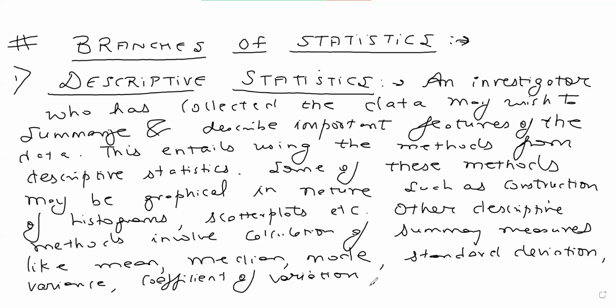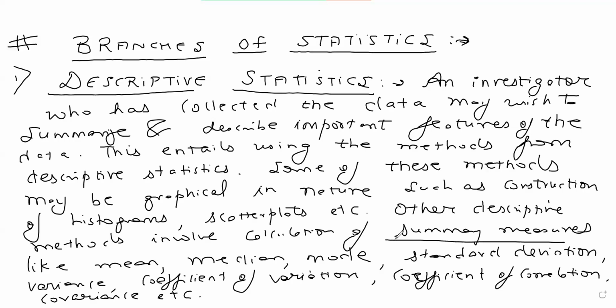Coefficient of variation. Then what do we have? We have correlation, coefficient of correlation, covariance, etc. There are so many, I can't write all of them. We also have trimmed mean, which I will be covering up in this particular course. We have many other measures of calculations. So these are called summary measures because they are going to summarize the data.